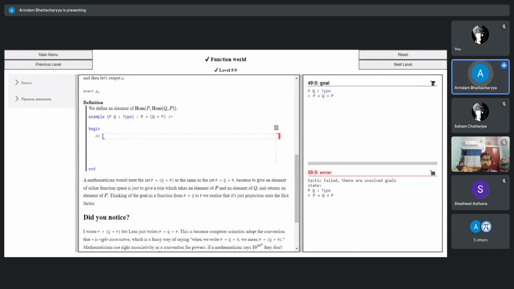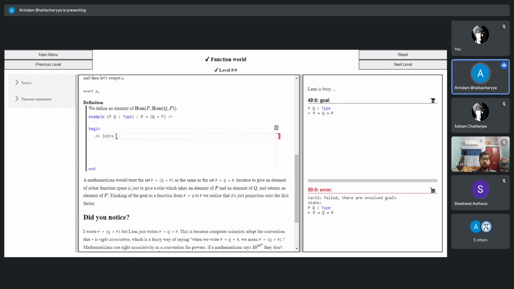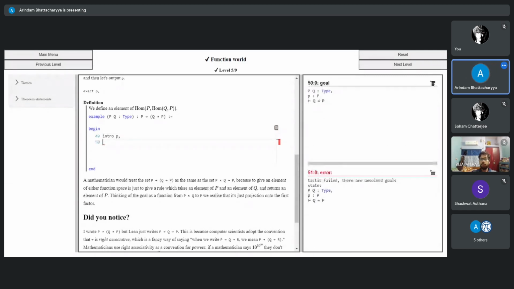So we want a function which takes an input from P and gives output a function from Q to P. Right. So let's take a generic element in P. And then I want to produce a function that takes elements from Q to P. Anyone?